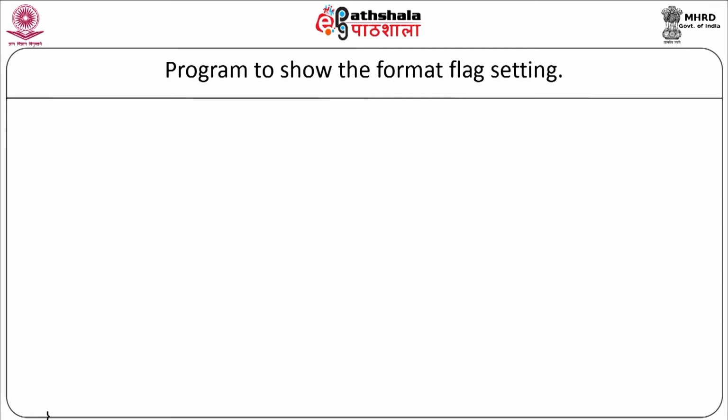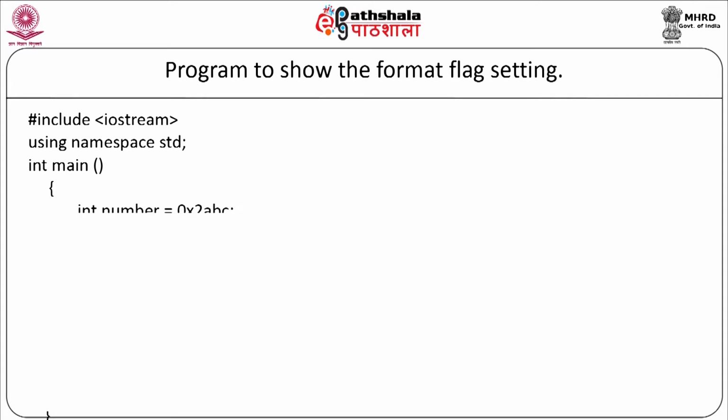Now let us see a program to see the base of the hexadecimal number in uppercase using the uppercase bit format field setting. We will start with the program. #include <iostream>, using namespace std, int main. Now I will declare the number as integer number equal to 0x2abc.